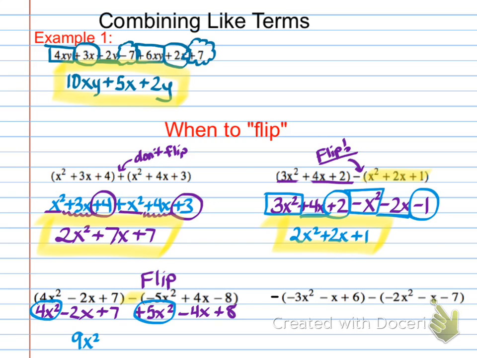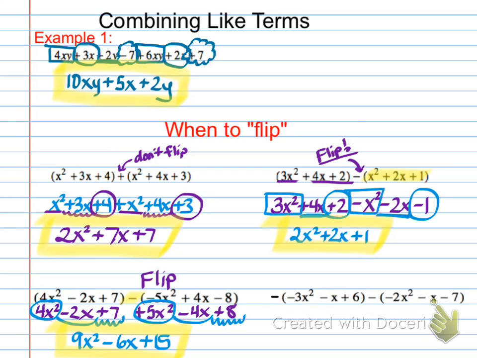So I find all the x squareds and a total of 9x squareds. Then I find all the x's. Minus 2x minus 4x makes minus 6x. Plus 7 and a plus 8 add up to positive 15. And that is your simplified answer.